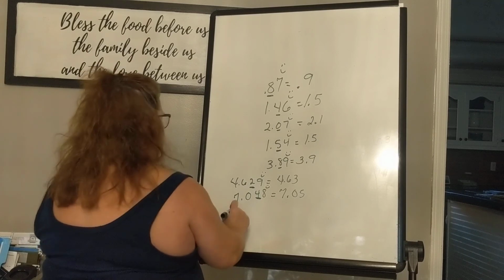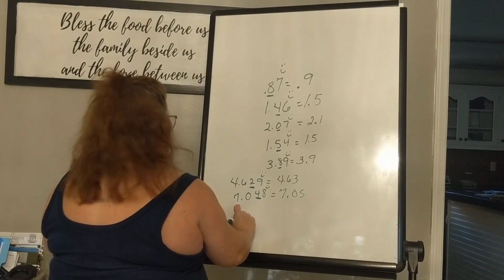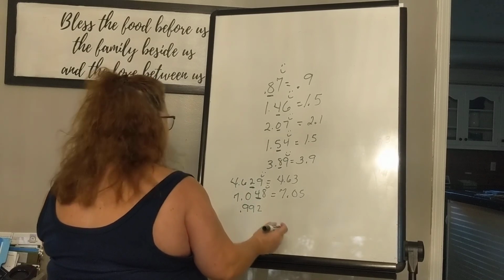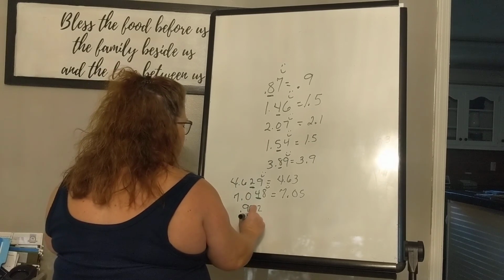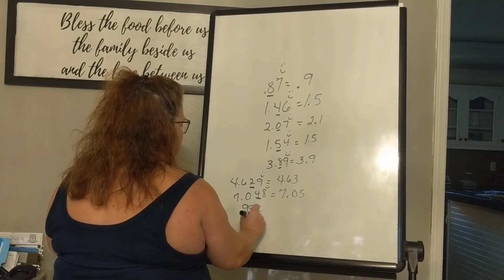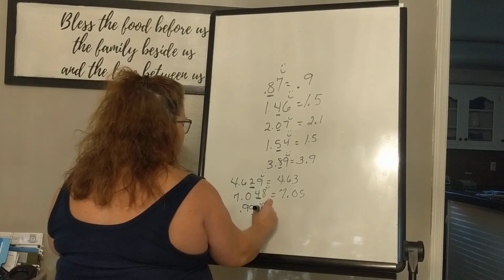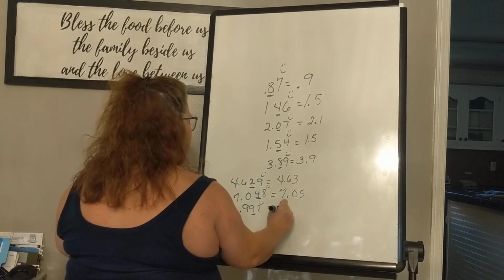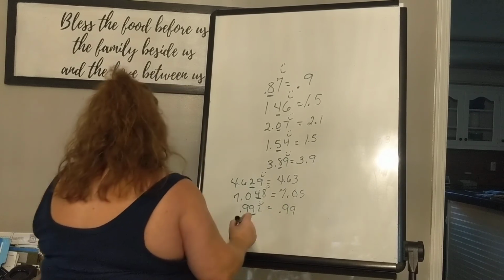Next we have 0.992. I'm rounding to the nearest hundredths. So this is where I'm rounding. This is my looker digit. It's less than 5, so I will just leave my underlined digit alone: 0.99.